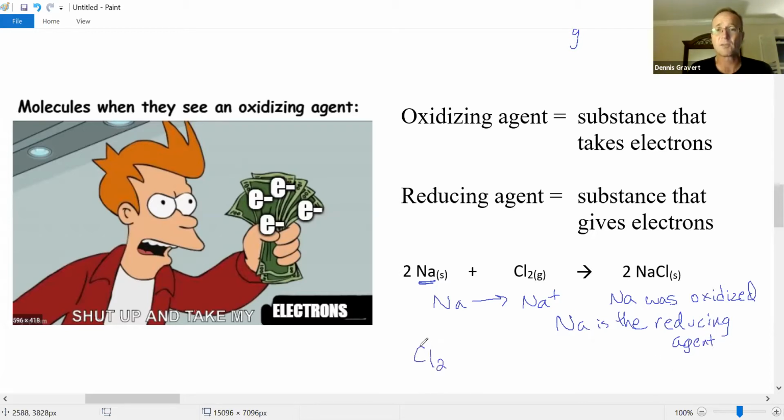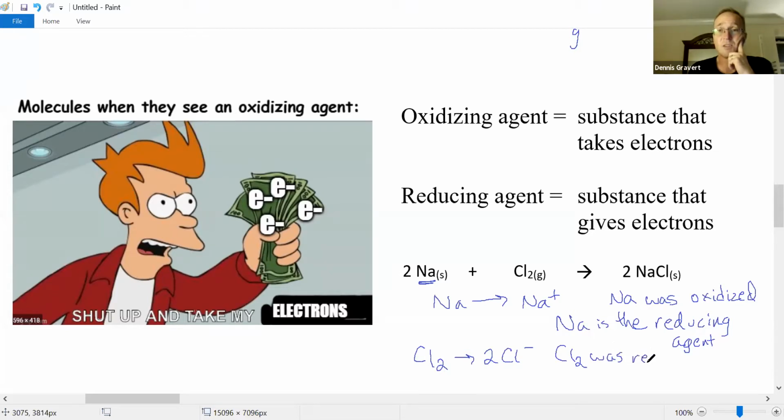Let's move on to chlorine for a moment. Chlorine, what are you guys doing? We're turning into chlorine ions. How are you becoming negative? Because chlorine is gaining electrons. Gain electrons is reduction, GER.